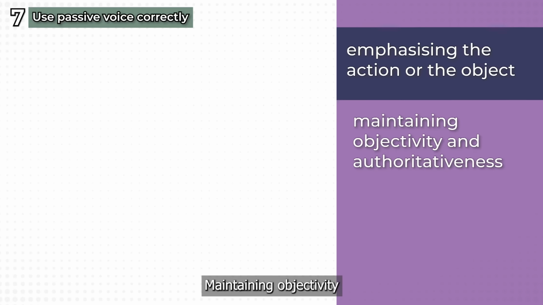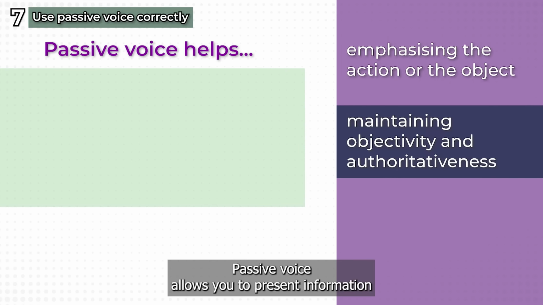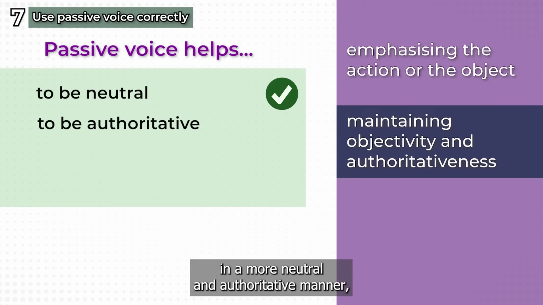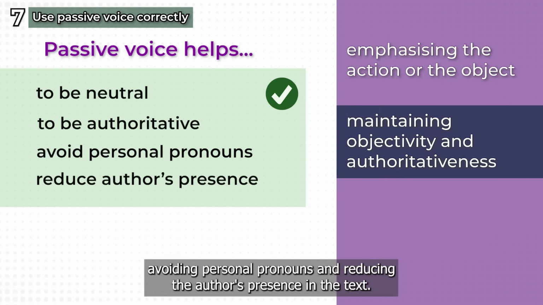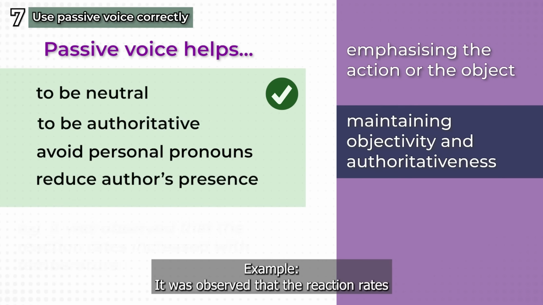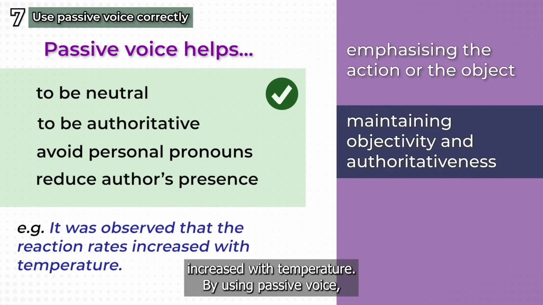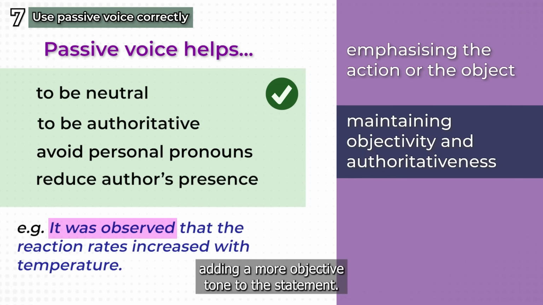Maintaining objectivity and authoritativeness. Passive voice allows you to present information in a more neutral and authoritative manner, avoiding personal pronouns and reducing the author's presence in the text. Example: it was observed that the reaction rates increased with temperature. By using passive voice, the author minimizes their role in the observation, adding a more objective tone to the statement.